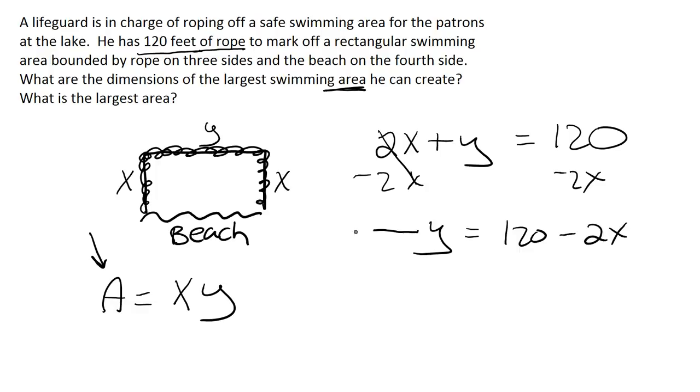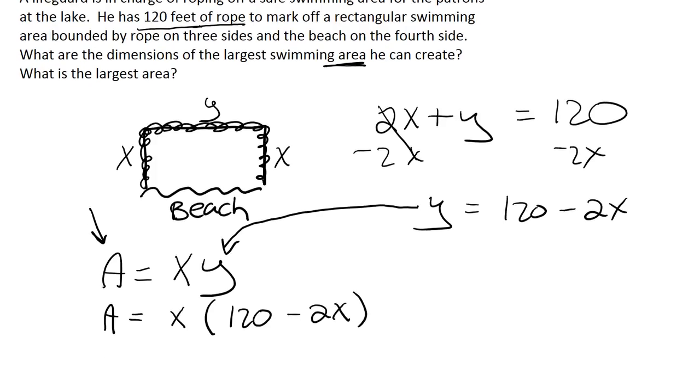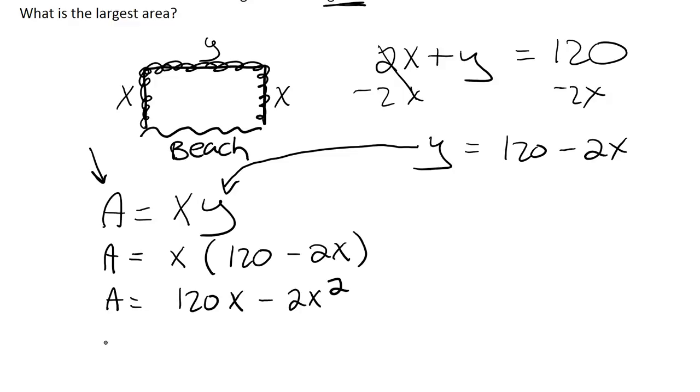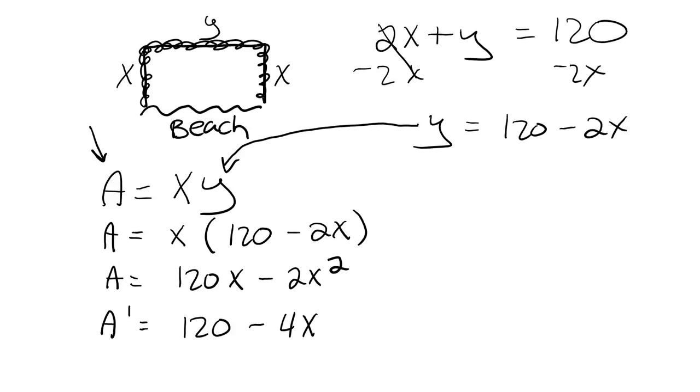Then to optimize this, we're going to take that y and put it in for y in my equation for area. So area equals x times (120 minus 2x). We're going to simplify that down a little bit, so the area equals 120x minus 2x squared. Now for optimization, once you have this equation, you want to take the derivative. So I write A prime here, the derivative of that is 120 minus 4x in this case. And the last step is we set the derivative equal to 0.